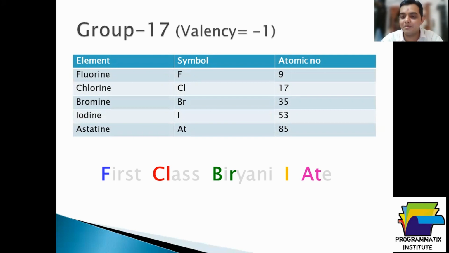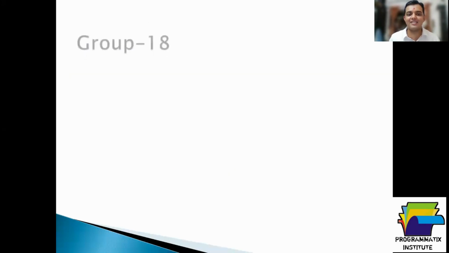Going with the atomic number, 9 is the atomic number of fluorine. 9 plus 8, 17. 1 time 8, now 2 times 18. 17 plus 18 is 35. 35 plus 18 is 53. And 53 plus 32: 63, 73, 83 plus 2, 85. Okay, so that goes with group 17. And the last, that is group 18.